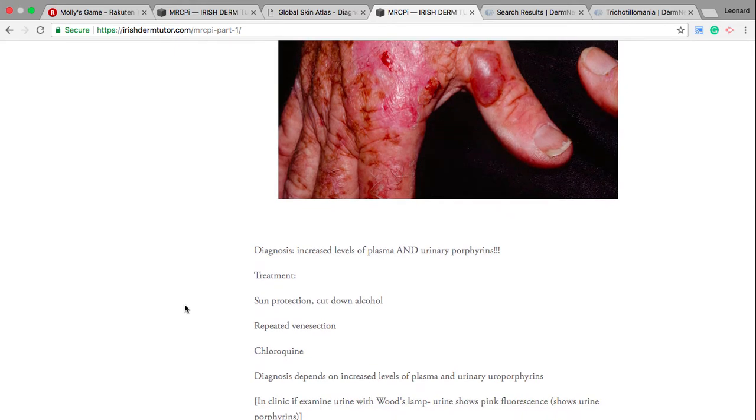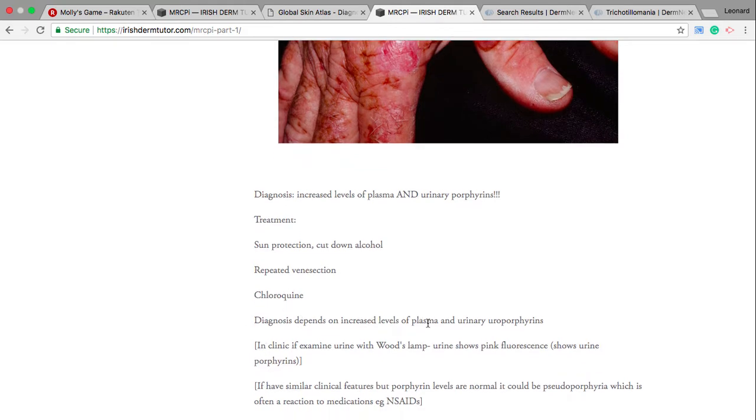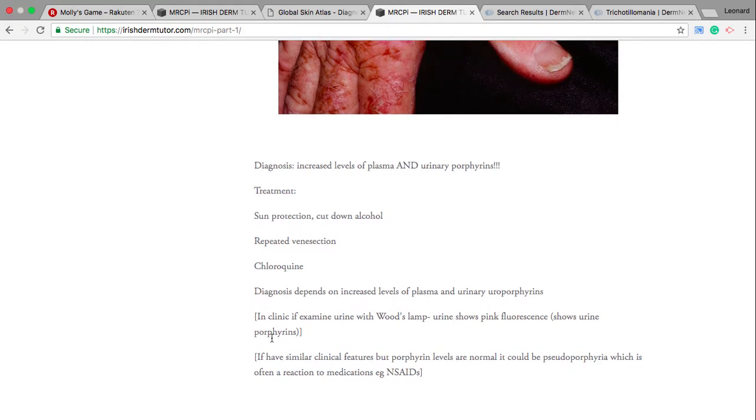So diagnosis of porphyria cutanea tarda can be made by increased levels of plasma and urinary porphyrins. And treatment tends to be making sure that the patient uses good sun protection, that they cut down on alcohol, repeated venesection helps as well, and then the antimalarial chloroquine can be quite effective as well. And as I said, diagnosis depends on increased levels of plasma and urinary uroporphyrins. And in clinic, I don't know how often this is actually done, but if you examine the urine with a Wood's lamp, the urine will show a pink fluorescence. Basically, it means the Wood's lamp is showing up the increased porphyrins in the urine.